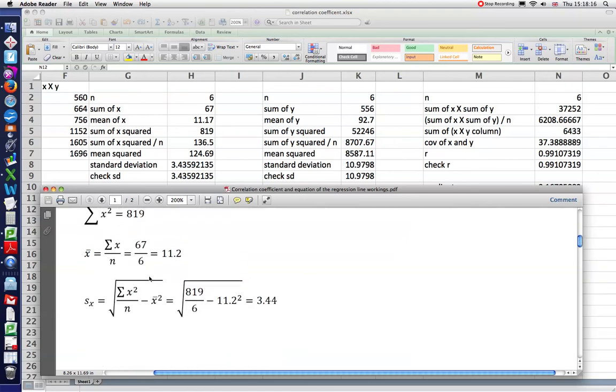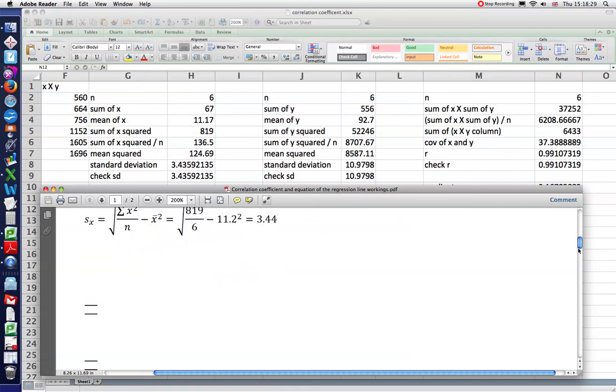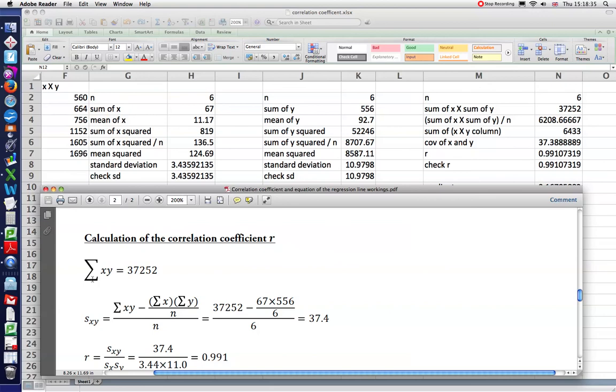Also shown how I have calculated the 109 over 6 minus 11.2 squared, i.e. it's this number divided by that number minus that number all square rooted. I've done exactly the same for y, so I won't go through that. And then for the correlation coefficient, here is the sum of the xy column here. Okay, and then this calculation here, this is my covariance of x and y. So I've got this number, 37,252, minus this number here. That is the answer to this here, and then all divided by 6, and you get 37.4.